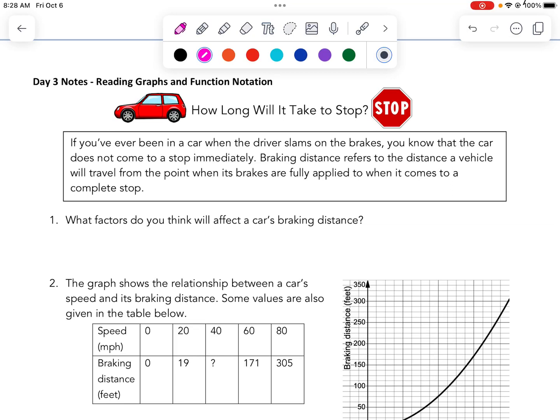Day 3, we'll look at how you can read a graph, and we'll learn about something called function notation. So in class, we'll do this investigation. How long will it take to stop?